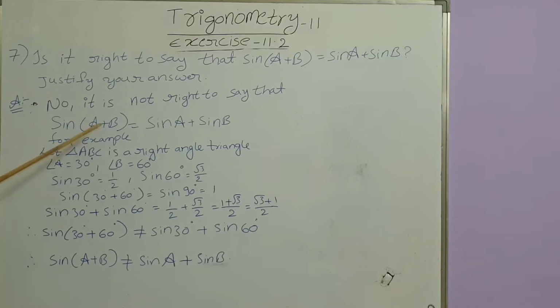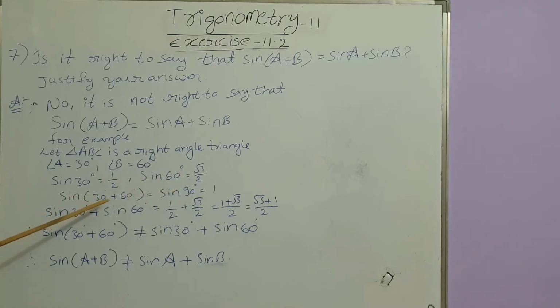Is sin(a+b) equal to sin a plus sin b? No. For example, let triangle ABC be a right angle triangle, angle A equals 30 degrees and angle B equals 60 degrees. So sin 30 degrees is equal to 1 by 2. Sin 60 degrees is equal to root 3 by 2.